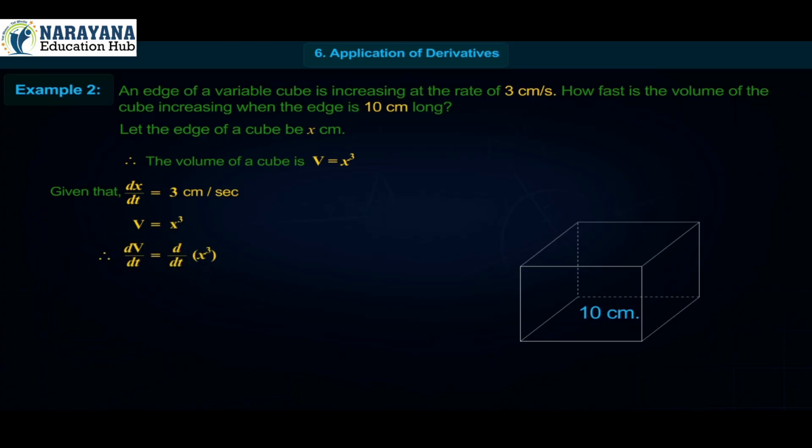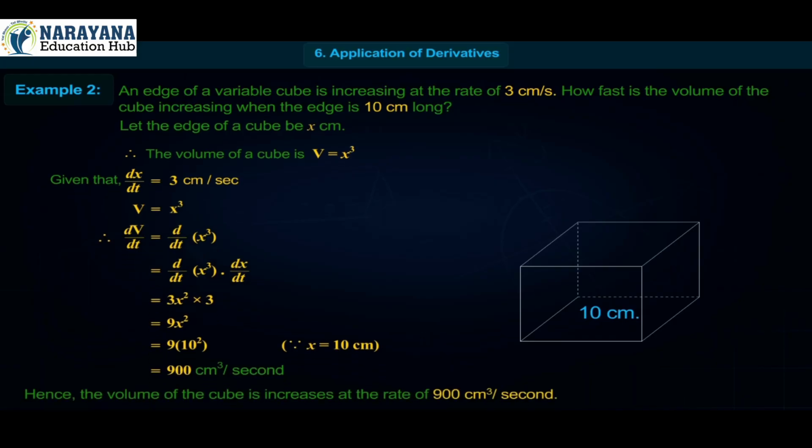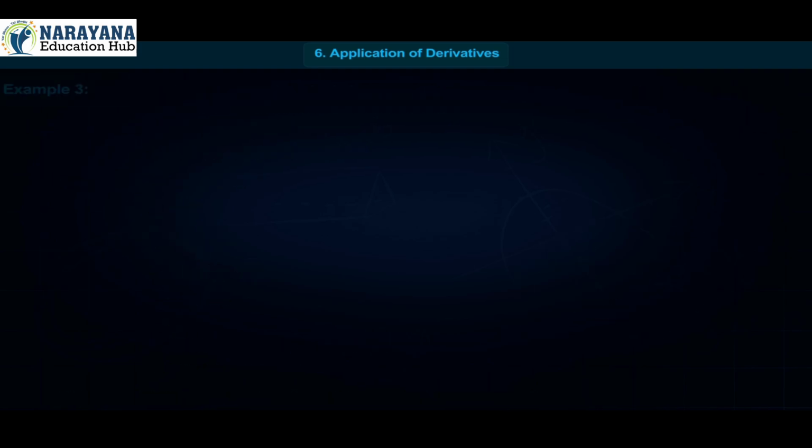Therefore, dV by dt is equal to d by dt x cube is equal to d by dx x cube into dx by dt is equal to 3x square into 3 is equal to 9x square is equal to 9 into 10 square because x is equal to 10 centimeter is equal to 900 centimeter cube per second. Hence, the volume of the cube increases at the rate of 900 centimeter cube per second.